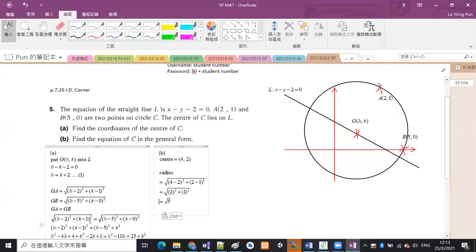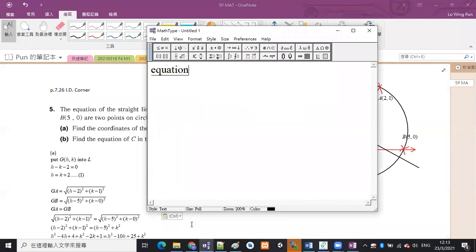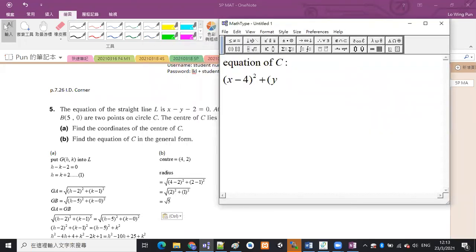So we have got the center, we have got the radius, and then we are ready to find the equation of the circle C. Equation of C will be (x minus h), that is 4, squared, plus (y minus k), that is 2, squared, equals r squared. But we need to expand the bracket because the question asks us to find the equation in general form, which means that we need to expand the bracket.